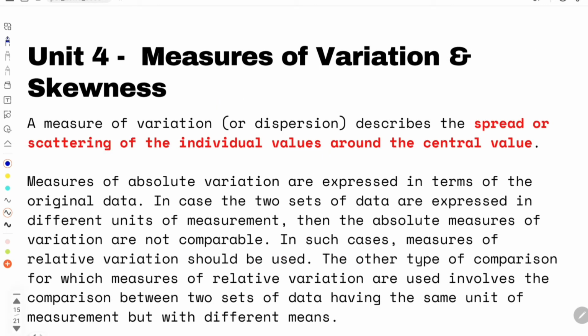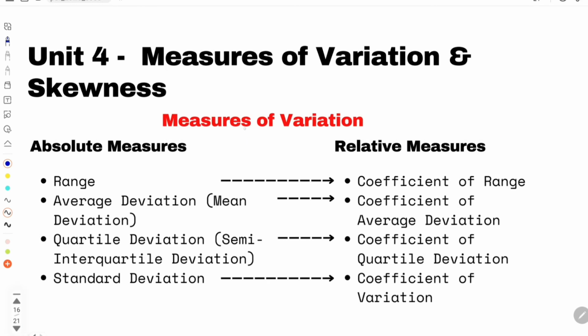percentiles. Then the fourth unit was related to measures of variation and skewness. Variation, or the measure of dispersion, describes the spread or the scattering of individual values around the central value. And the measure of skewness is how skewed the data is. And we also looked at the different measures of variation. We had absolute measures and relative measures.